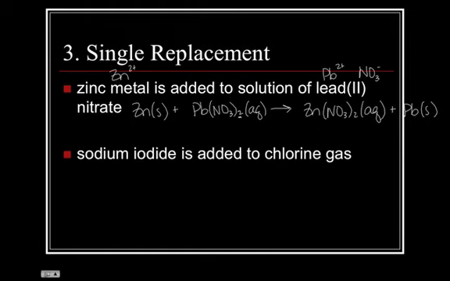Sodium iodide is added to chlorine gas. So here's our compound, here's our element. So sodium iodide. Sodium is Na with a +1 charge. Iodide is I with a -1 charge. So the formula here is just going to be NaI. And it doesn't indicate what state this is, so we just assume that it's at room temperature. Doesn't say it's dissolved in water, so sodium iodide is an ionic compound, which means it's going to be a solid, is added to chlorine gas.